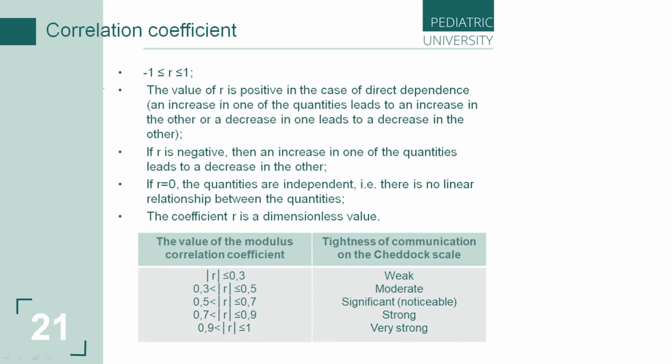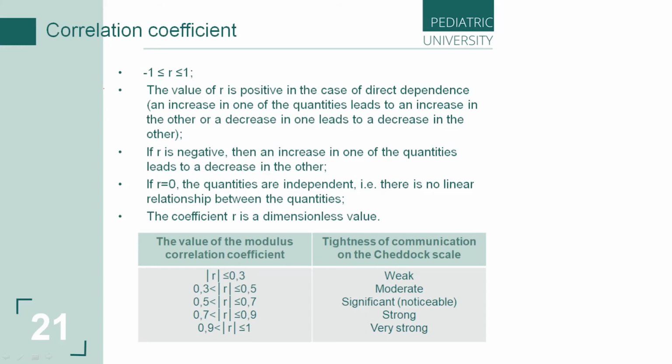When an increase in one variable leads to a decrease in another variable, and vice versa, increase one, decrease second, decrease one, increase second, this is a negative connection. If it turns out that the correlation coefficient is 0, then this means that the quantities are independent. There is no connection between the quantities, we can say.